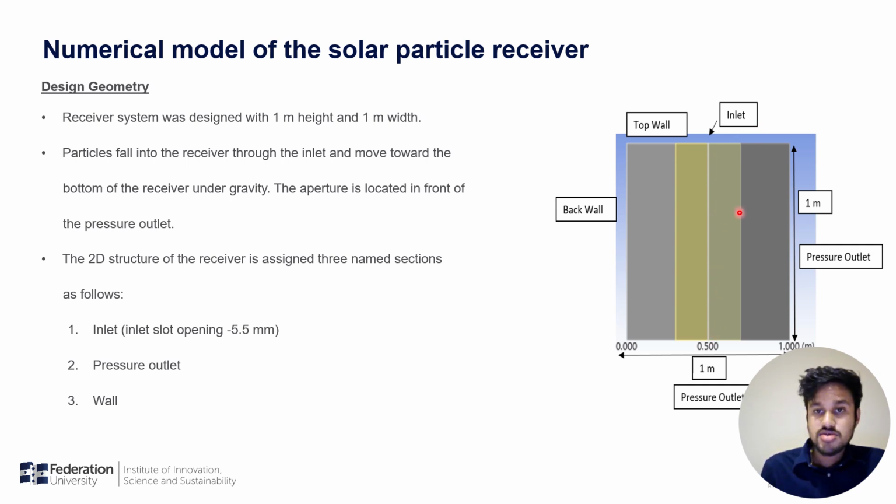I have assigned three boundary conditions: inlet, pressure outlet, and back wall. The width of the inlet slot was taken as 5.5 millimeters. Concentrated solar radiation comes through the aperture located near this side of the pressure outlet, and it will be absorbed by the particle curtain within this area.